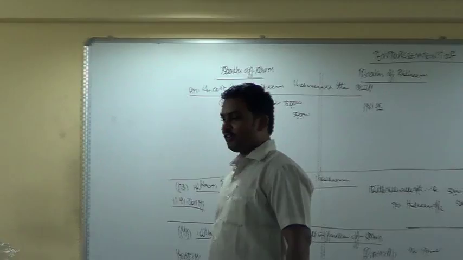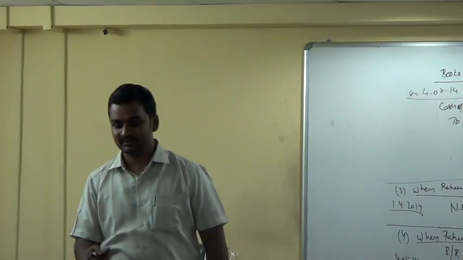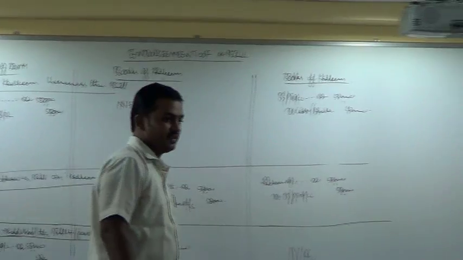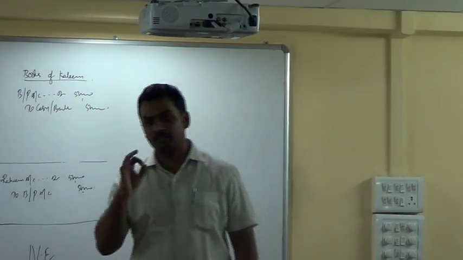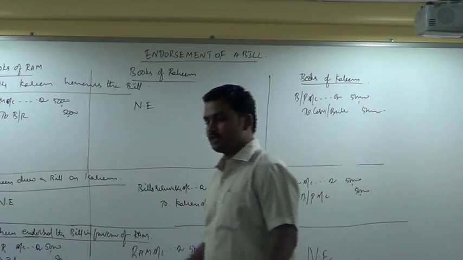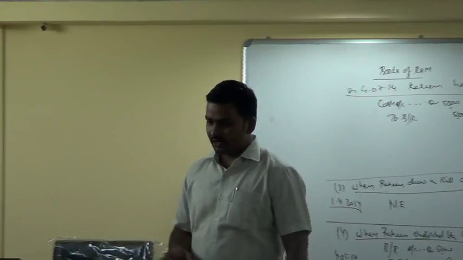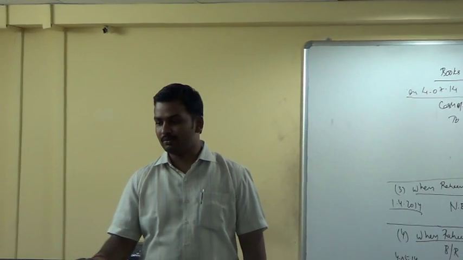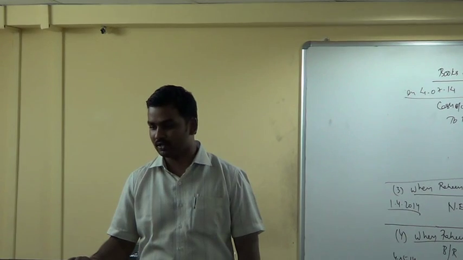The story is over. What was it called? Endorsement of a bill of exchange. Is it clear? Next, write the heading: Discounting of a bill. Very, very important practically. In real business situations, discounting of bills takes place every day. In a big company, bills of exchange act as a short-term piece of finance. So discounting of bills always takes place. So you should know how to account for discounting of bills of exchange.